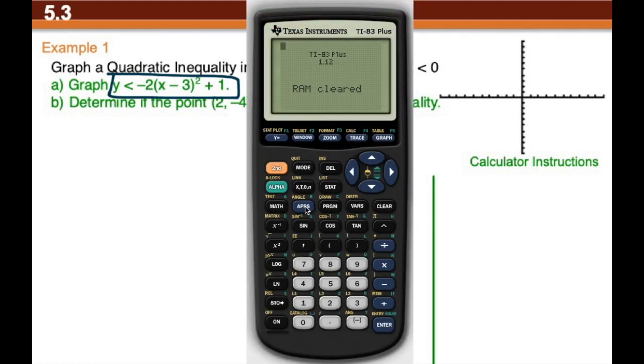We need to open up the apps, go to the Inequalities app, choose our sign, remember to hit alpha before the button to activate the soft key, go over and enter the inequality just as it was on the page. So we have -2 times x minus 3 all squared plus 1.